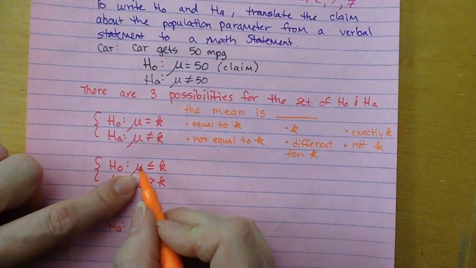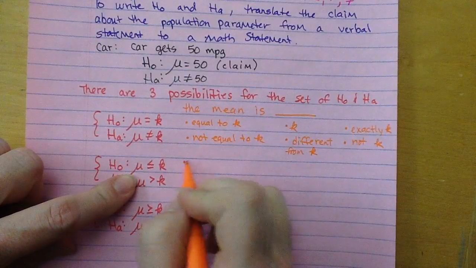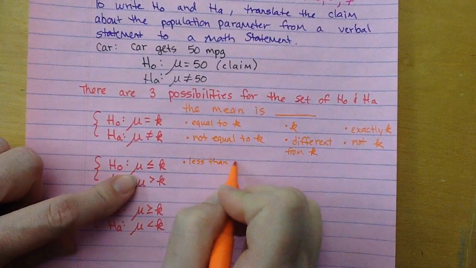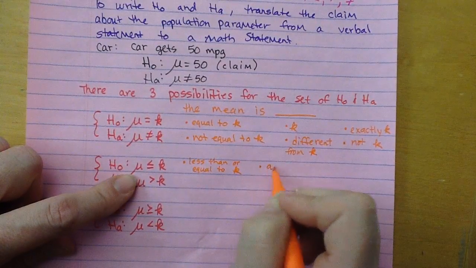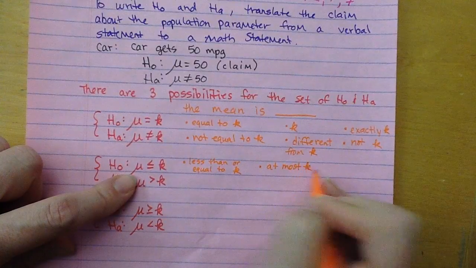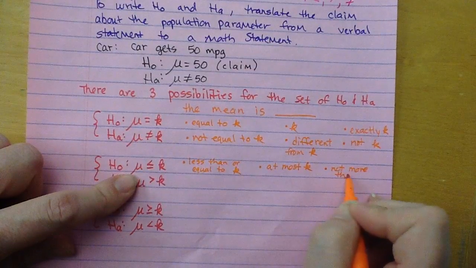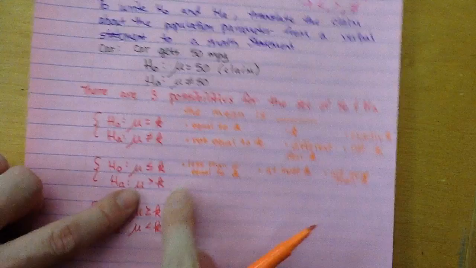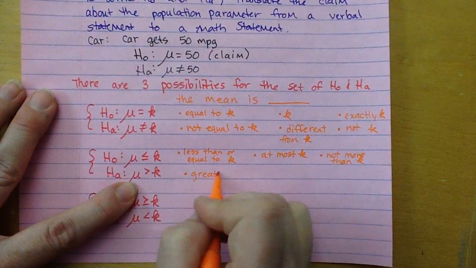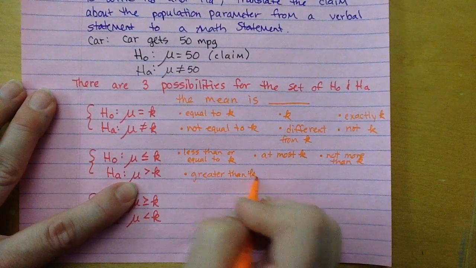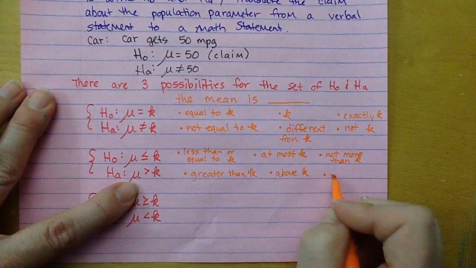If the alternative hypothesis is mu is less than or equal to k, you might see words like the mean is less than or equal to k, or at most k, or not more than k. Words for the alternative hypothesis would be greater than k, or above k, or more than k.